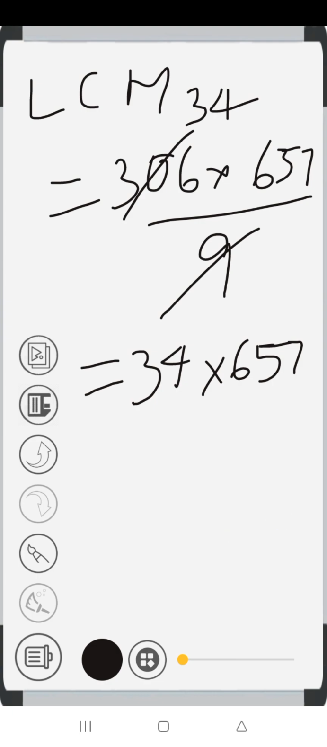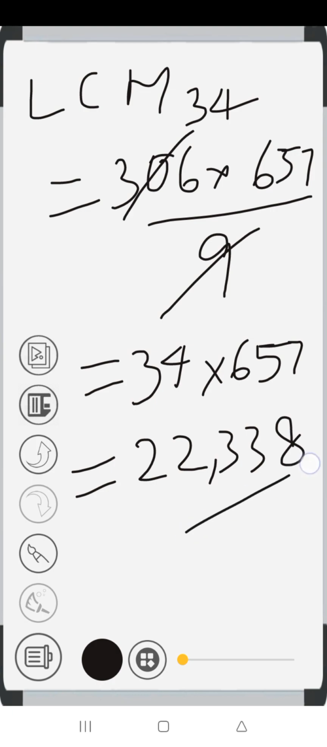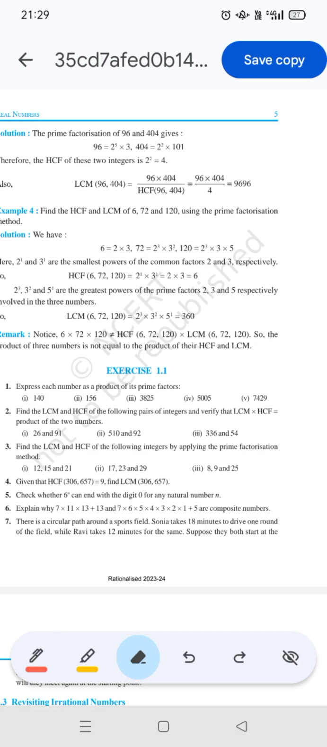We get the answer as 22,338. This is the answer of LCM. Moving on to the next question.